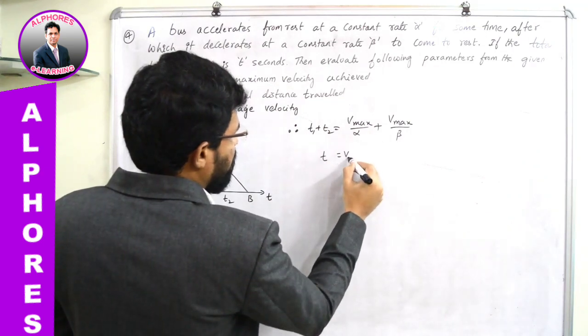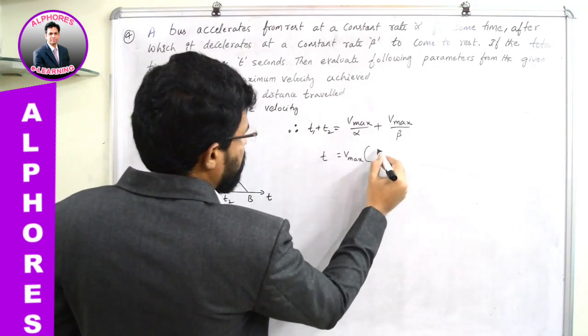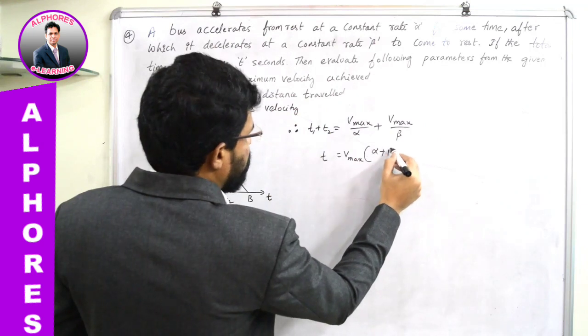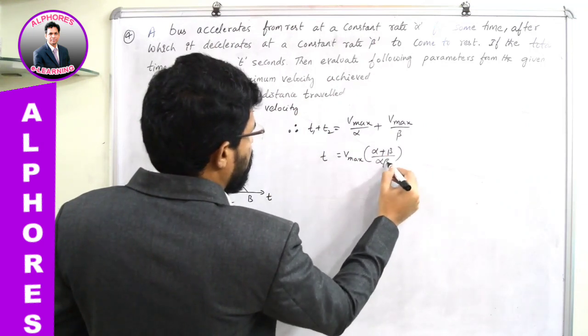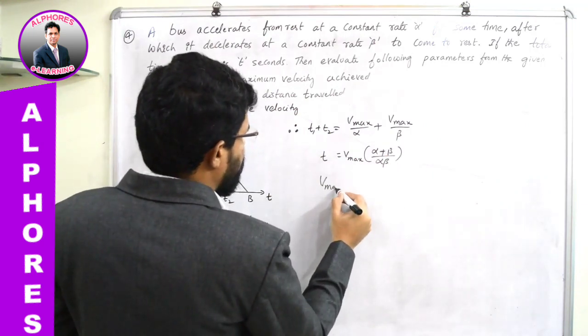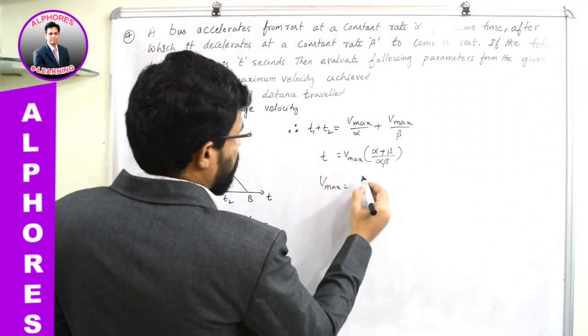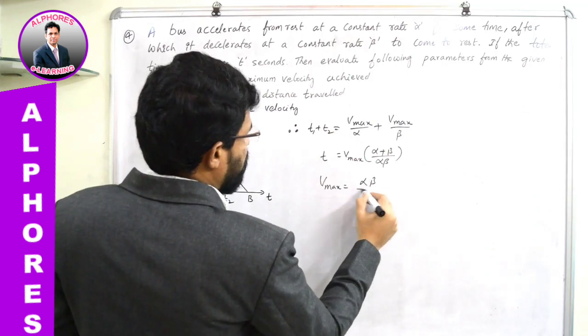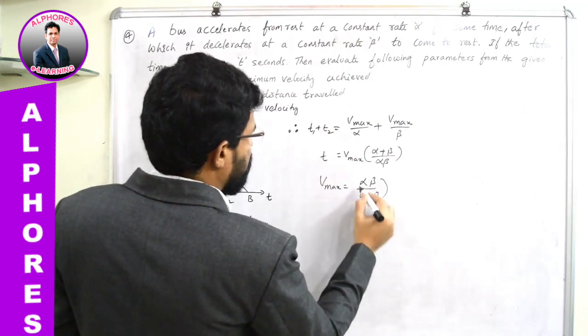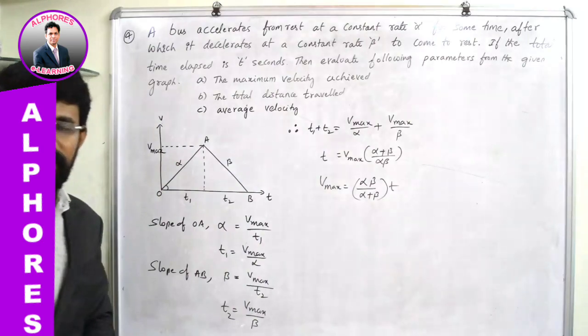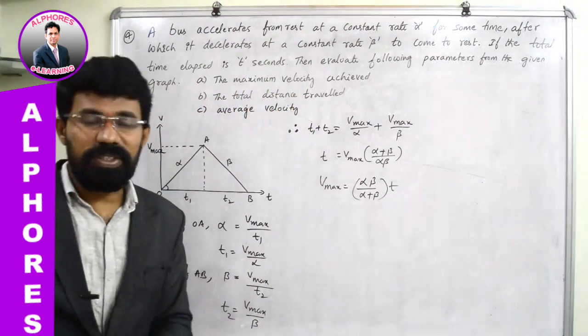So you can take V maximum common. Then you will have alpha plus beta by alpha beta. Therefore, the maximum velocity attained by the bus is alpha beta by alpha plus beta into T. So this is the expression for the maximum velocity achieved by the bus.